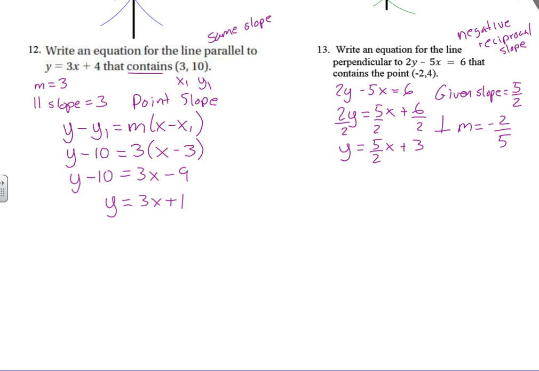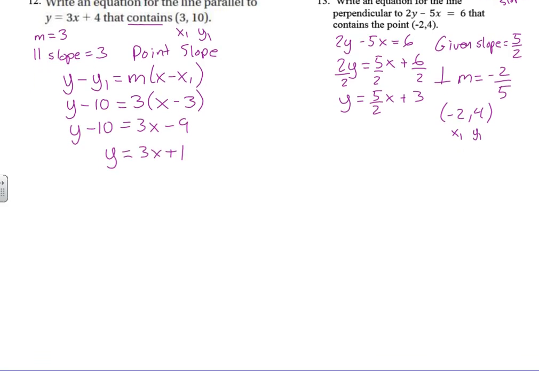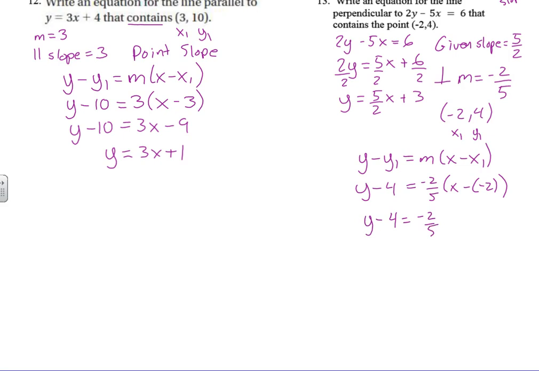And then we've got the point, negative 2, 4. That's going to become our x1, y1, because we know that it has to go through that point. So here we are again. Y minus y1 equals m times the quantity of x minus x1. When you get those negatives, that's where it can be a little bit tricky for people sometimes. So y minus 4 equals negative 2/5 times x plus 2. And I'll just leave it at that. It doesn't say put it into slope-intercept form, so we'll just leave it here in this case.